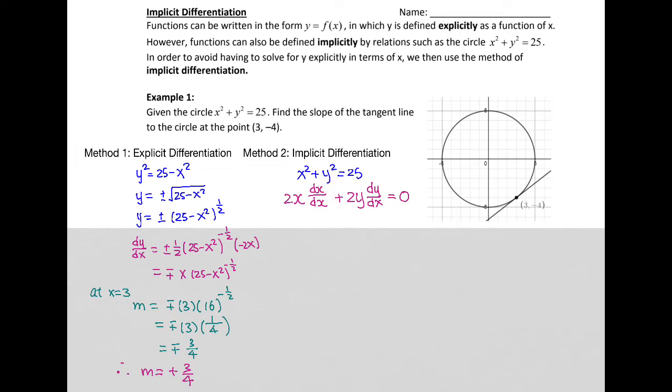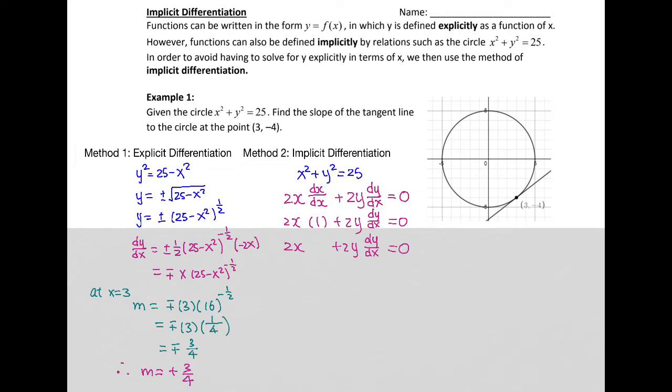So when you are dividing by the same constant, let's say for example 2 divided by 2 or 3 divided by 3, you're going to get a 1. So this equation really means 2x times 1 plus 2y dy over dx equals 0. And you often do not see people write dx over dx. So when they differentiate directly, they will write 2x plus 2y dy over dx equals 0.